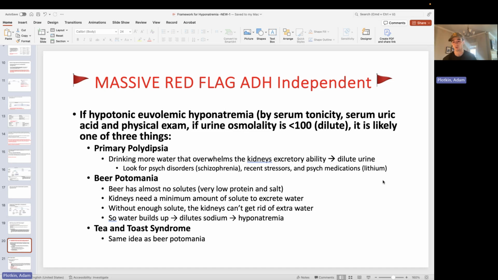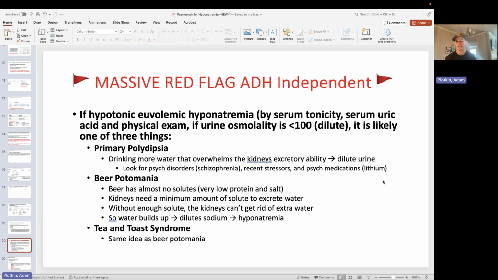In this case, I want you to look for whether they have underlying psychiatric issues like schizophrenia. Have they had recent stressors? Are they on any psych medications like lithium? That's also been linked to primary polydipsia. Beer potomania: beer has almost no solute, so it's very low protein, low salt. The kidneys need a minimum amount of solute to be able to excrete water. So if we're not giving them the solute they need, they're not going to be able to excrete water. The water will end up building up, it will lead to diluting out our sodium in the system, and it will lead to hyponatremia.